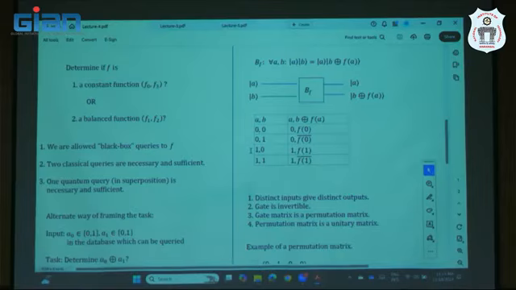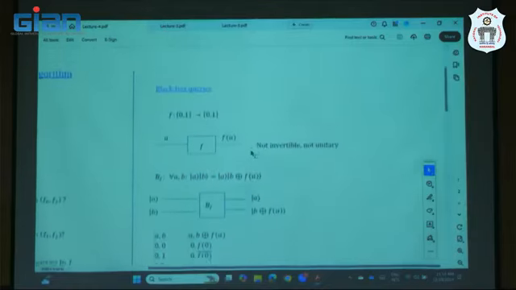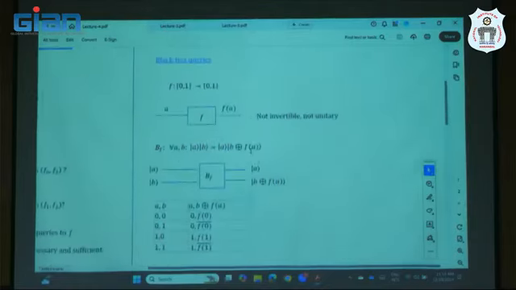How is it related to F? The way it's related to F is the following. Let us first look at this concept of black box queries. There is a black box, so there is a function f, which takes input of 1 bit, output is 1 bit. Function f, input is 1 bit, output is 1 bit. You want to query f.